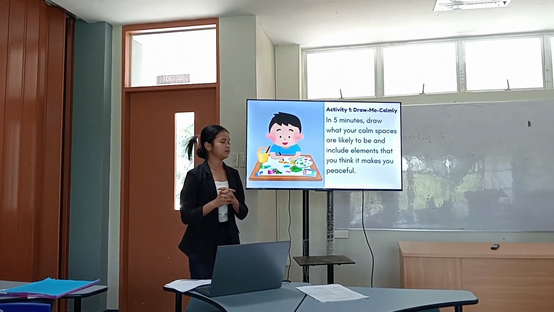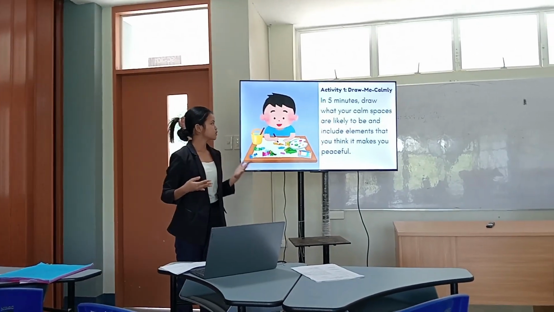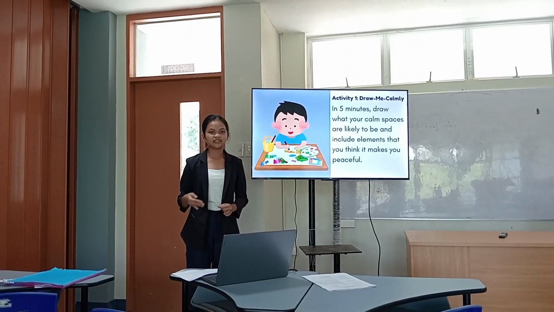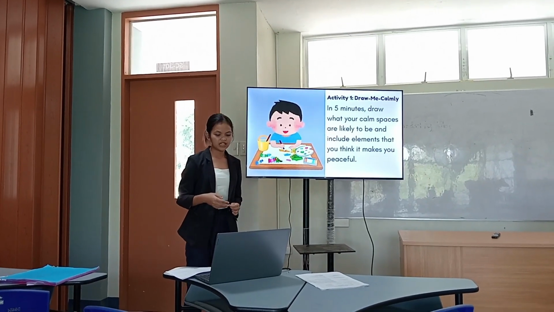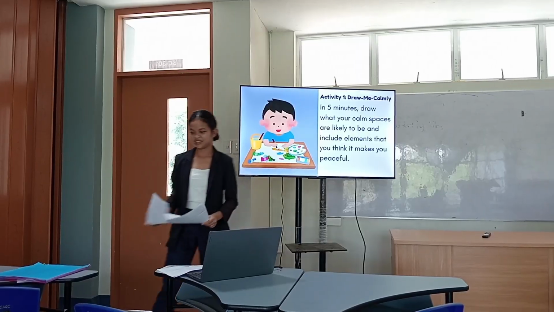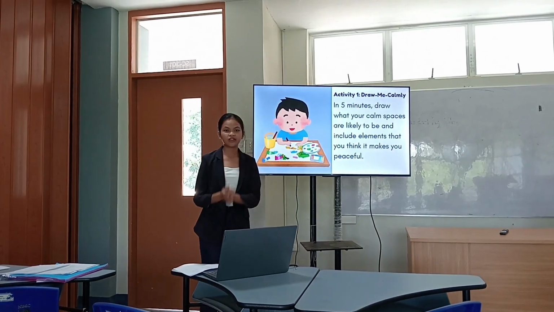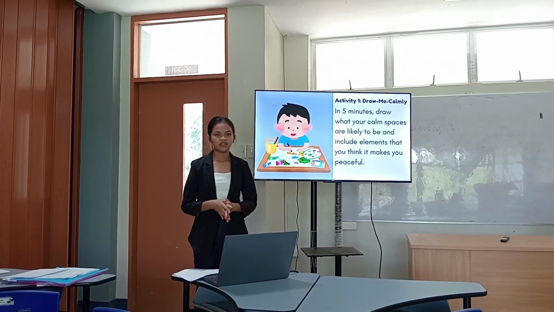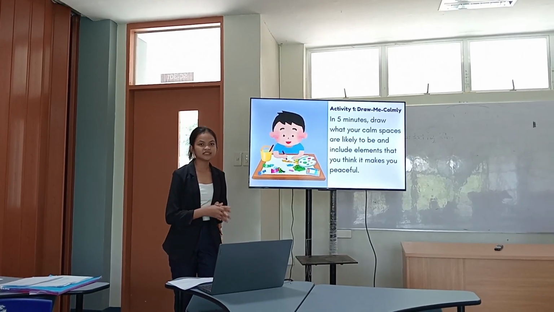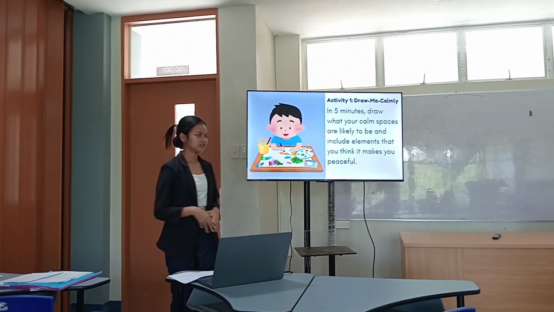Now, for our first activity, it is called Draw Me Calmly. In 5 minutes, you are going to draw what your calm space is likely to be, and you should include elements that you think make you peaceful. And I will distribute the rubrics for this activity. Okay, now that the 5 minutes have ended, I want a volunteer to present their drawing and the elements that they used.